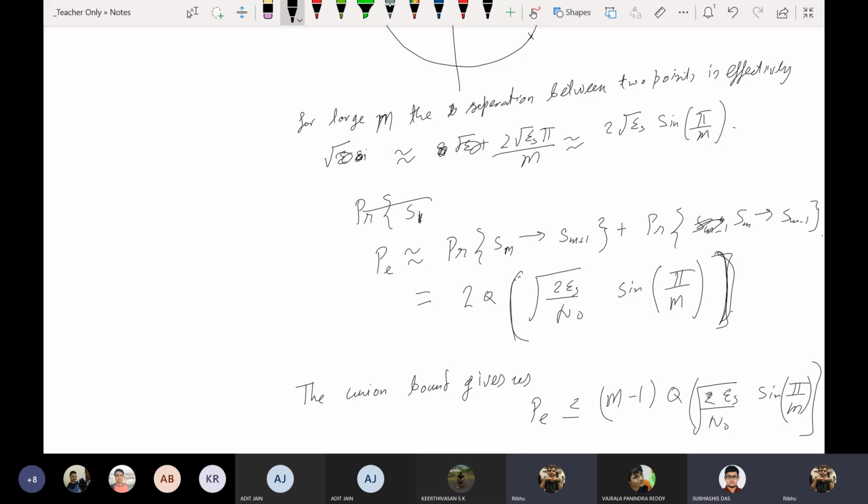So, the length of the arc is given by r theta, which could be approximated as r sine theta. Here the theta is 2 pi by m. So inside the sine, why are we writing pi by m instead of 2 pi by m? It doesn't matter.